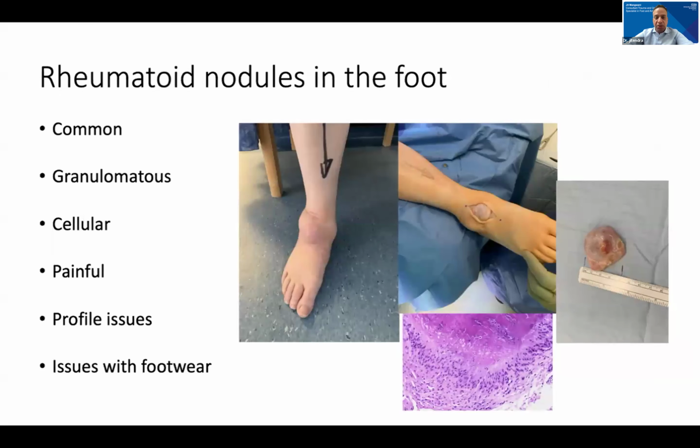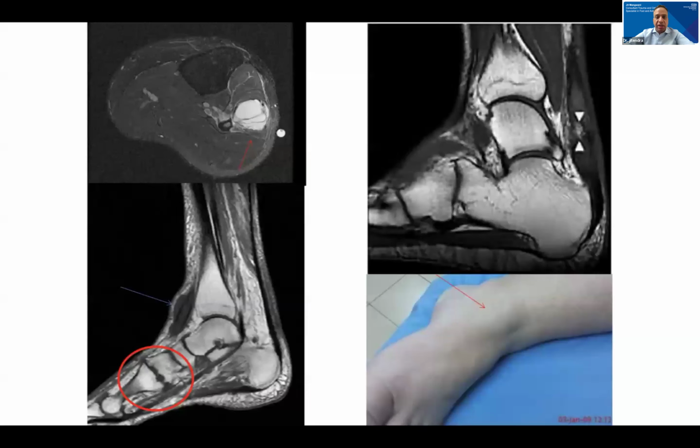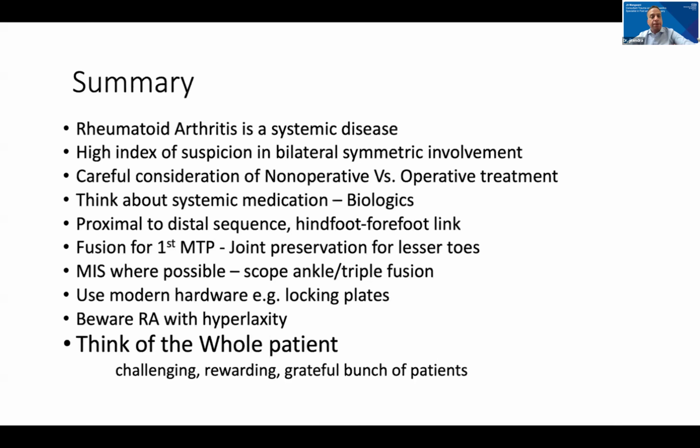Rheumatoid nodules can be common, so sometimes those are the only things that are giving them grief with their shoe wear. So it's important to take care of those and look out for tendinopathies, particularly tibialis anterior, tibialis posterior, Achilles and peroneal tendons. Here are the pictures of all of them in one. Any of them can be affected, or multiple tendons can be affected, so whilst you're assessing them, it's important to pay attention to that.